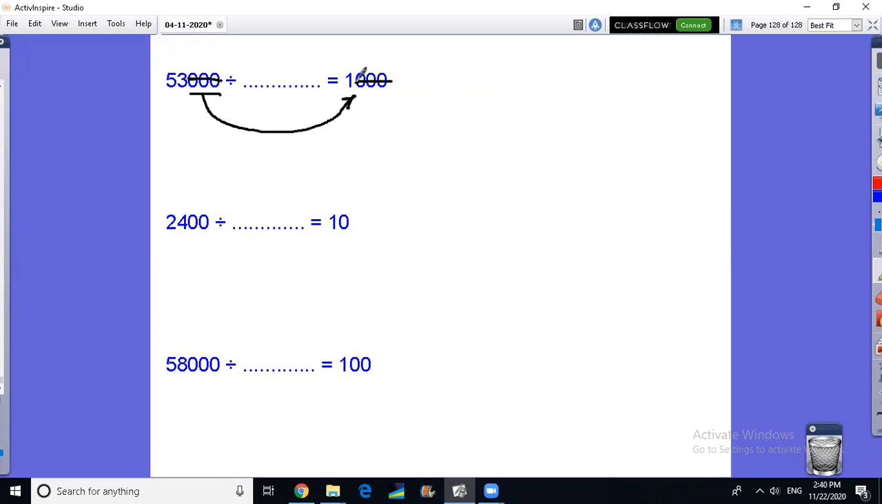So here, the same thing as well. Forget about the zeros. So it's just 53 divided by what equals 1. Well, as you all know, any number in the world divided by itself gives you 1. So 53 divided by what equals 1 is just 53. And this is about the first question.